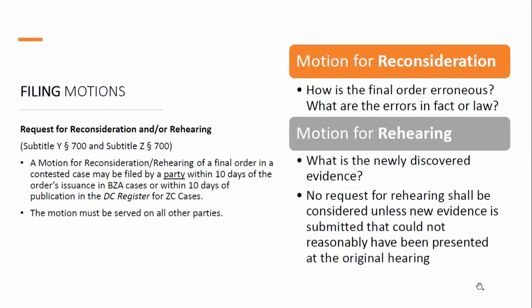In terms of a motion for reconsideration, it should address how the final order is erroneous. What are the errors in the actual order in terms of the findings of fact or conclusions of law? And then the motion for rehearing should include what the newly discovered evidence is that was not available during the original hearing. And it must include the reason why this newly discovered evidence could not have been reasonably presented prior to the issuance of the final order. So again, these are two motions that would be filed in the time period after the final order has been issued to the parties.